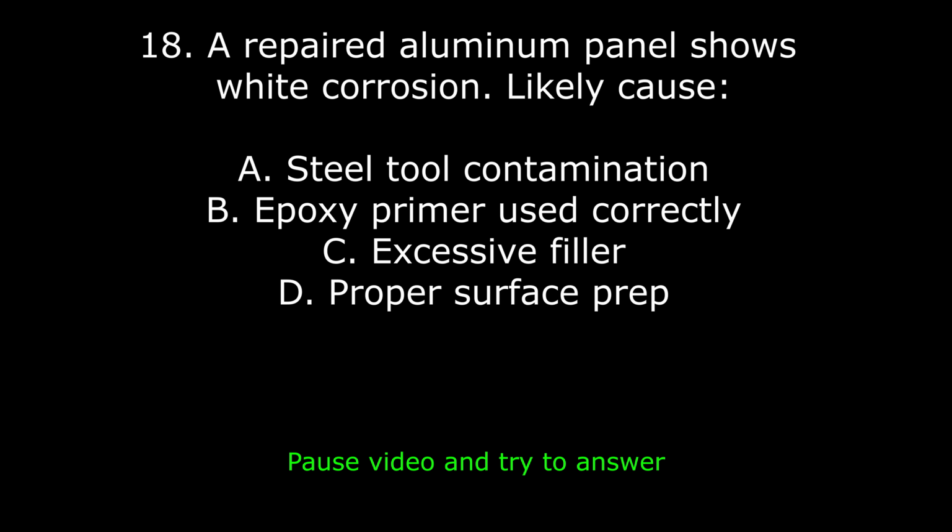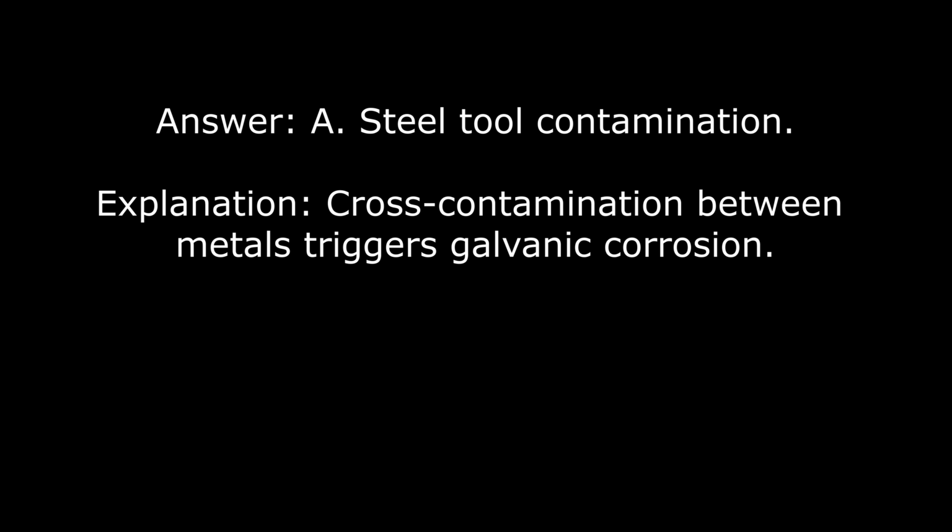18. A repaired aluminum panel shows white corrosion. Likely cause: A. Steel tool contamination. B. Epoxy primer used correctly. C. Excessive filler. D. Proper surface prep. Answer: A. Steel tool contamination. Explanation: cross-contamination between metals triggers galvanic corrosion.